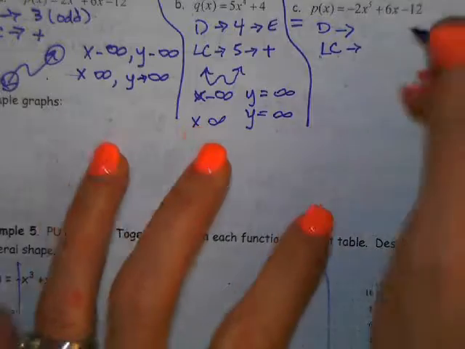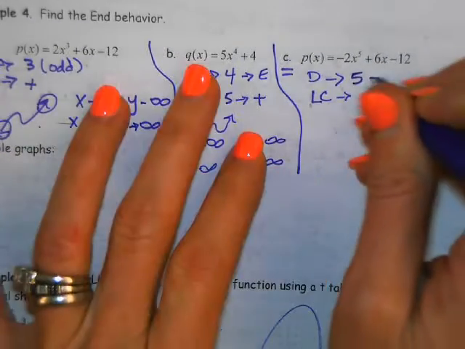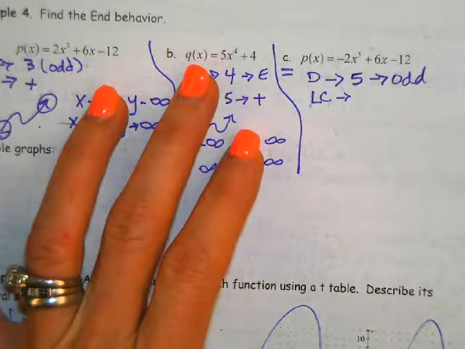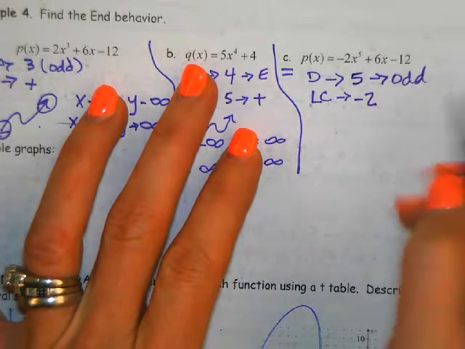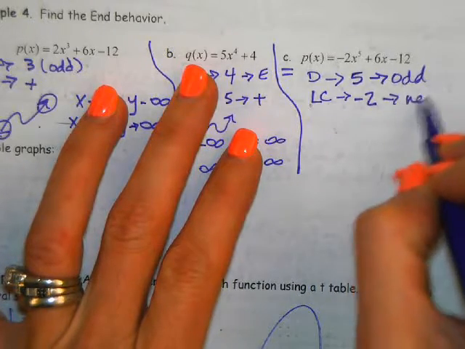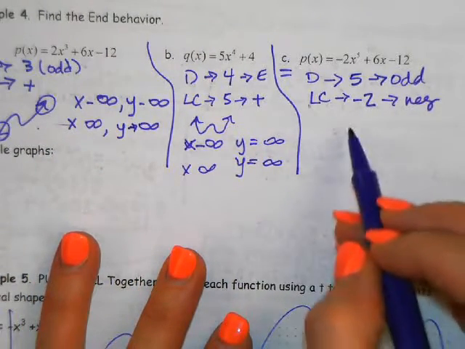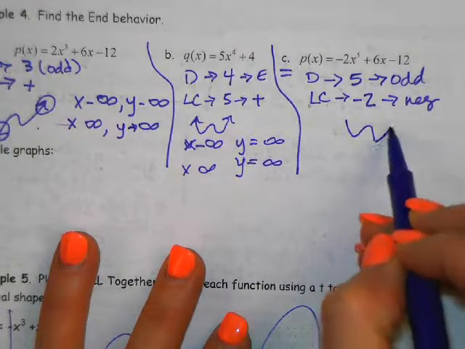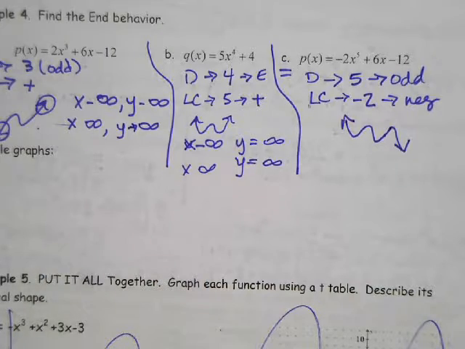Alright, so the degree is what? It's 5. Is that odd or even? It's odd. Alright, my leading coefficient is what? Negative 2. Is that positive or negative? Negative. Alright, so I'm going to have where it goes 1, 2, 3, 4, 1, 2, 3, 4, 5. Something like that. Okay?